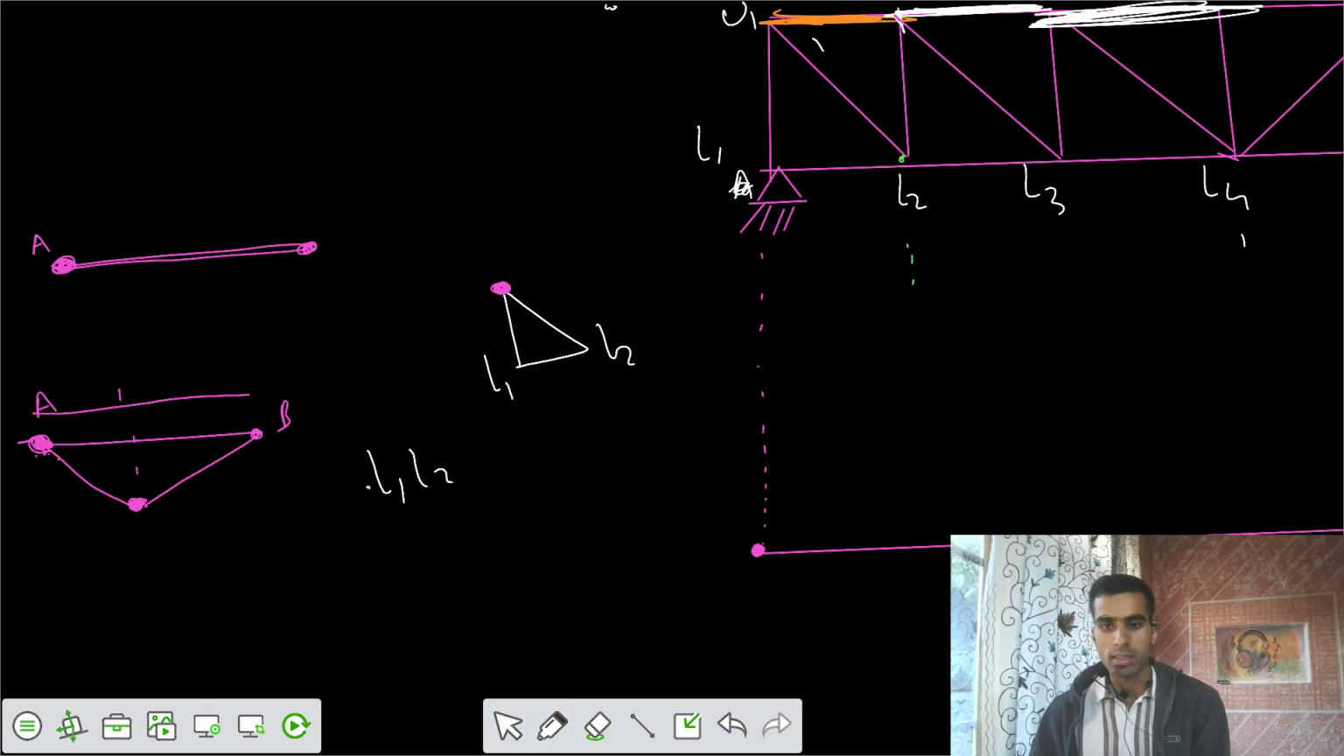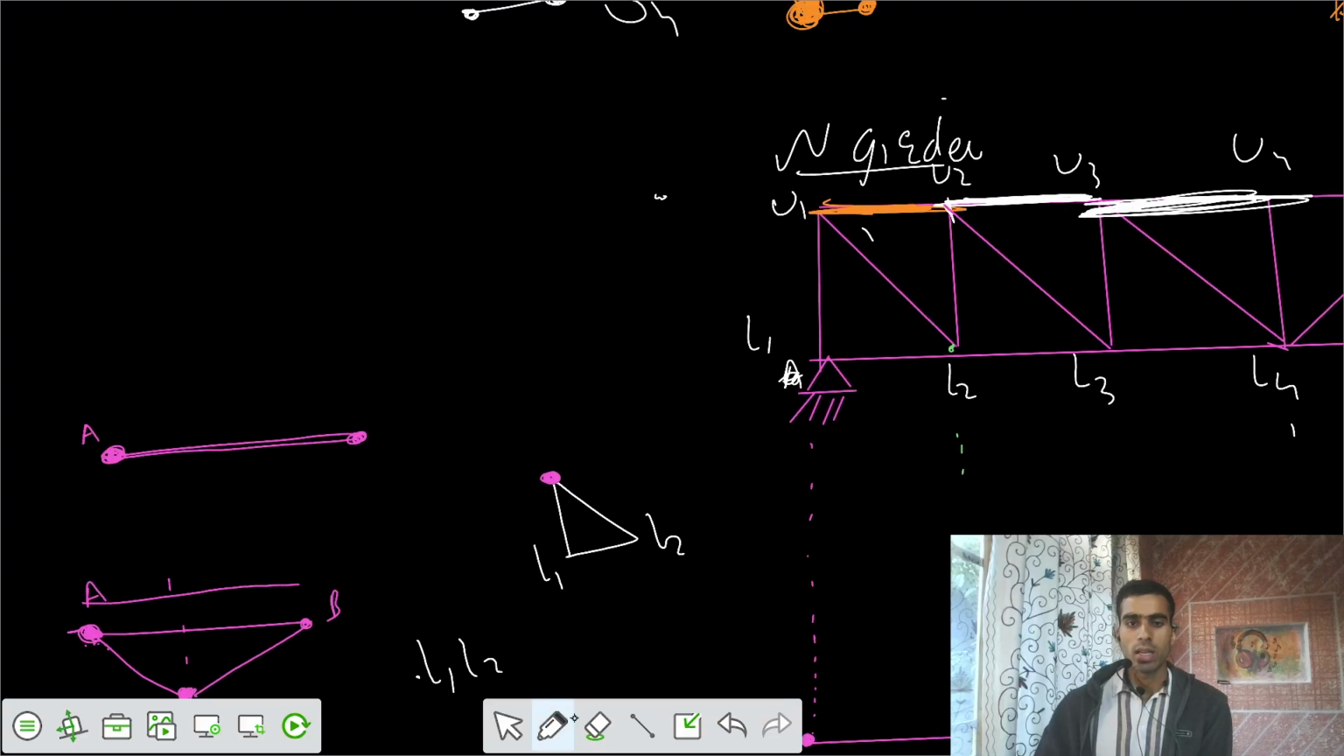Let's have that analysis one more time. Let's take this section, and we want to study what the force in L1, L2 should be when the loading was either from the deck type or through type. It does not matter here. Let's see why.